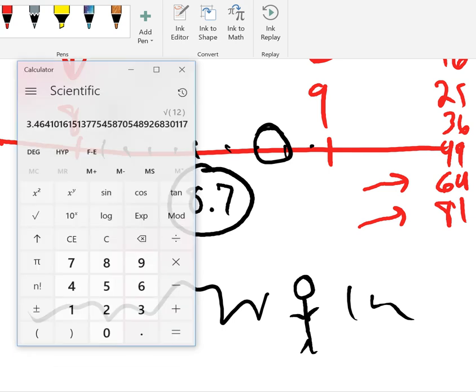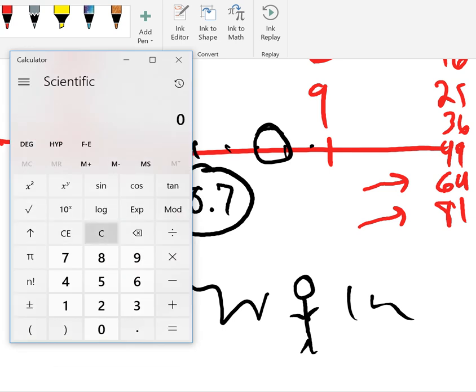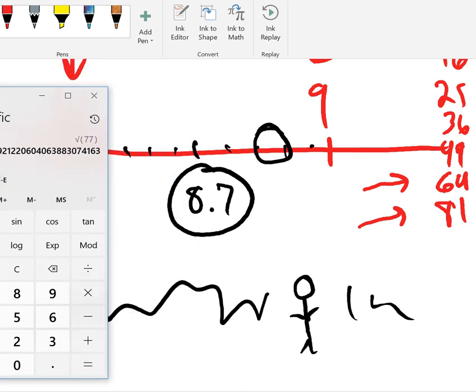Let's take a look at how close we got. Clear. So if we have square root of 77, and let's see what that gives us. 8.77. Didn't we say it was between 8.7 and 8.8? 8.77 is really right in between 8.7 and 8.8.